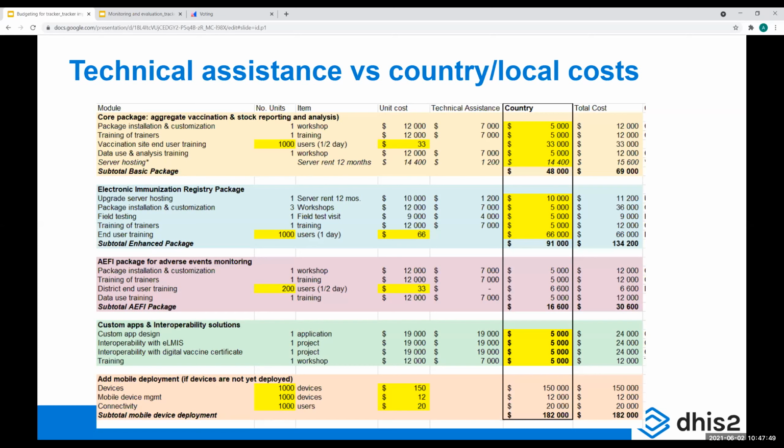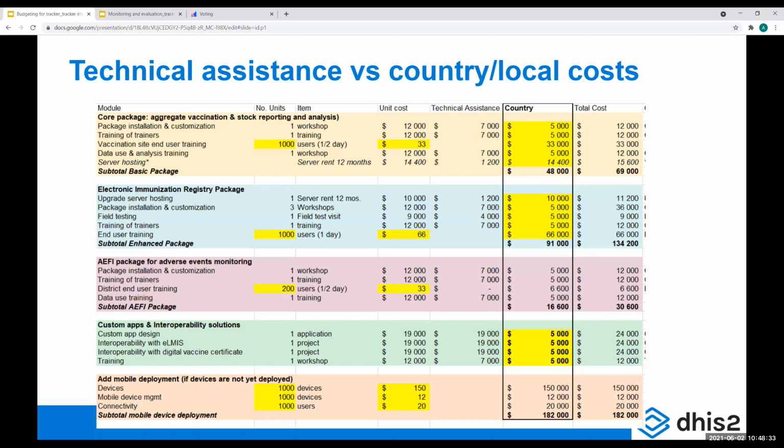What I think this template illustrates pretty well is the difference between local costs and TA costs. The TA costs we can estimate pretty well because we know more or less what a HISP or DHIS2 expert might cost. The local costs can vary a lot from country to country, and that's something you will always have to do when you're budgeting your project: look at what it costs to train a health worker for half a day in my country. That might have huge implications on your project cost. If you're training 5,000 users and the cost is $15 or $150, of course your budget is this or your budget is this.